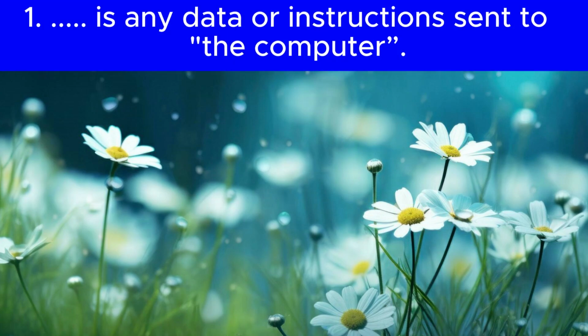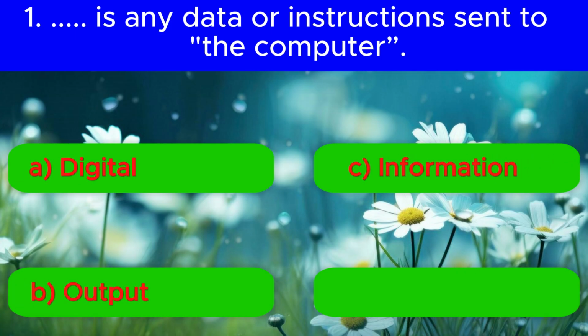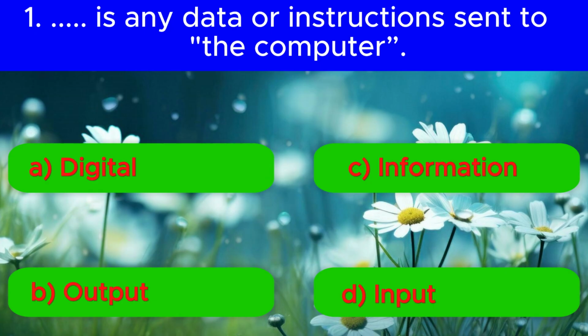Is any data or instructions sent to the computer? A. Digital. B. Output. C. Information. D. Input. And the correct answer is D. Input.